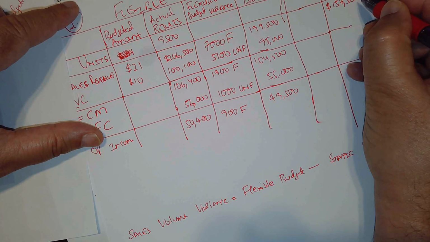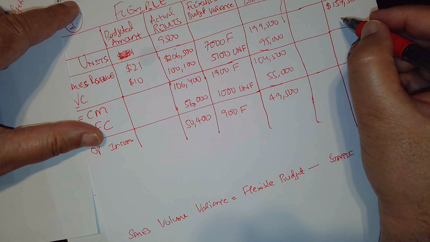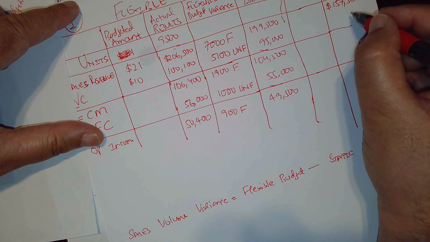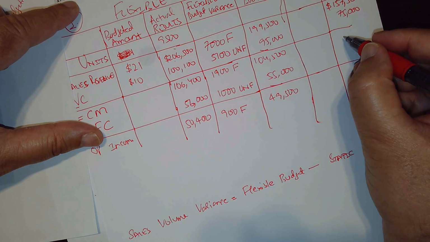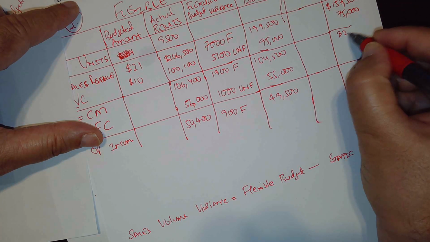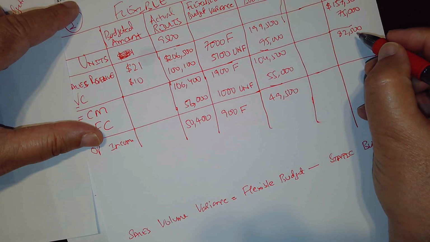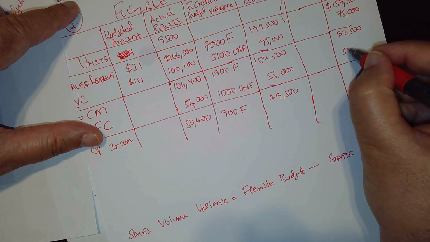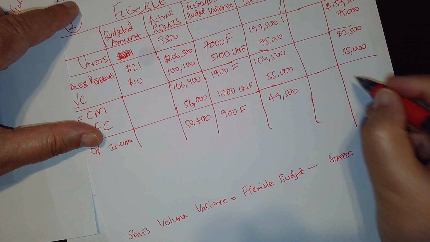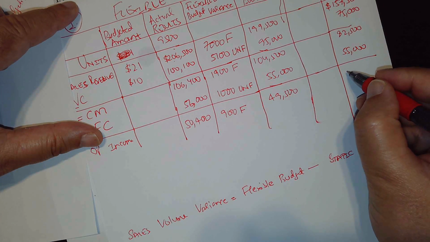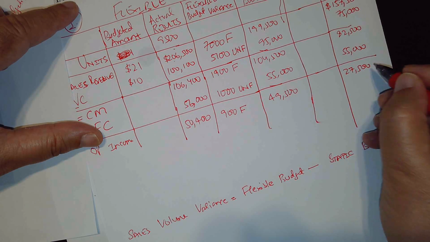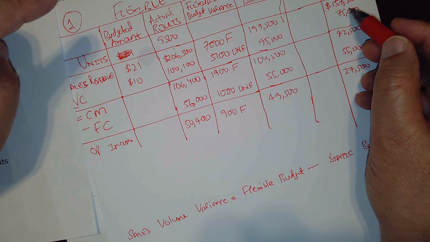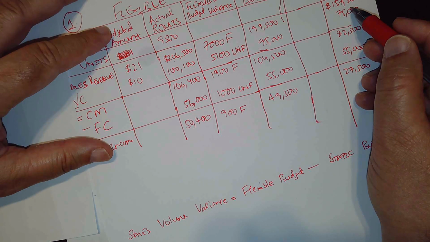157,500 our revenue. Our variable expense was going to be 75,000. Our contribution margin is 82,500, and our fixed cost was 55,000. So our operating income is going to be 27,500. Now you must be thinking, how did we calculate this 157,500?